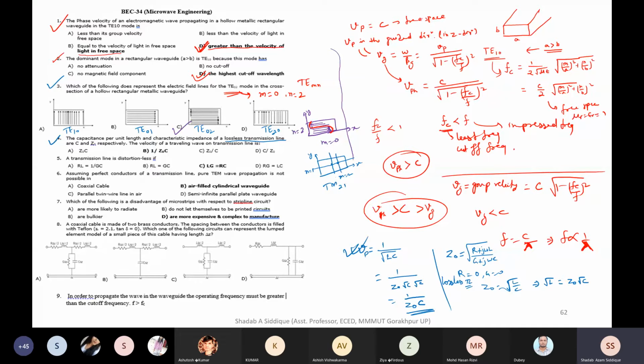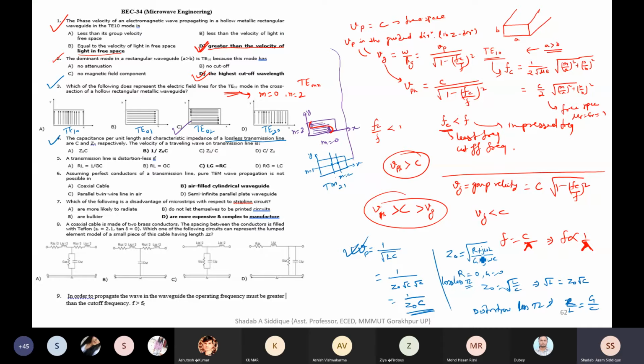Now, if it is given as a distortionless transmission line, you should be able to find out the Z naught value for the distortionless transmission line. For a distortionless transmission line, we have the condition that R by L is equal to G by C. You should substitute R by L equal to G by C here. Take L common and C common, so R by L will be there and G by C will be there.